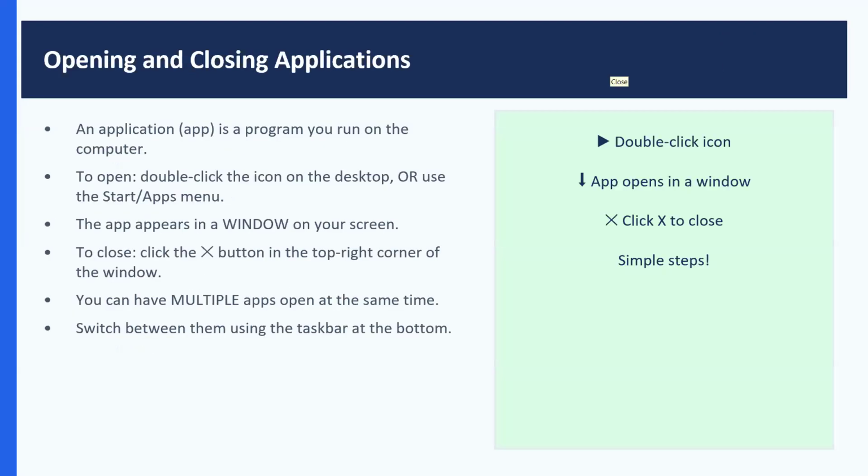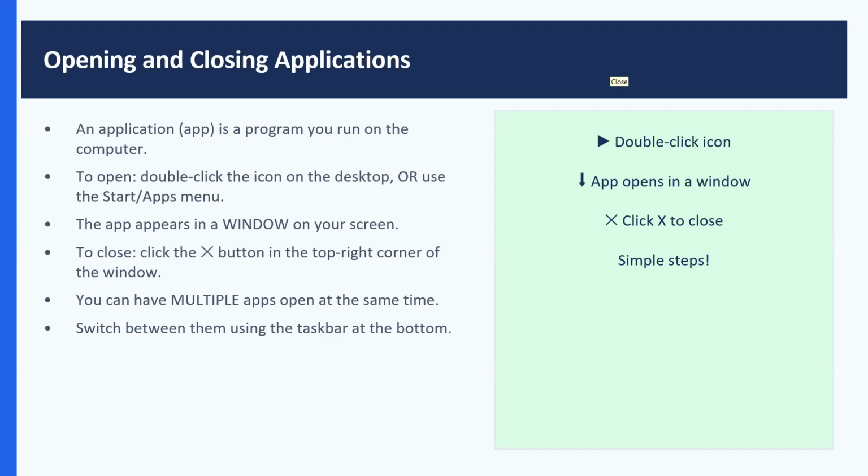So the next one is opening and closing applications. The reason this is important is because we want our work to save. So if you're going to write anything down, write what's in the green box, but I'll explain it further. An application is an app, and it is a program that is run on the computer. To open it, you can double click the icon on the desktop or use the apps menu if that computer has one. And then the app appears in a window on your screen.